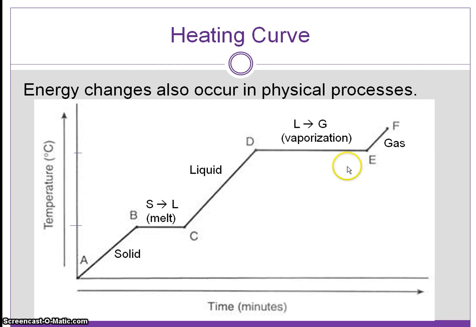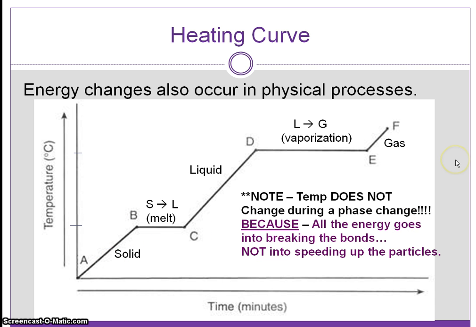So notice that on the diagonal lines you have one state of matter, and on the flat lines it's a phase change. So the important part for today is that temperature does not change during a phase change. And the reason is because all the energy that you're putting into it is breaking the bonds, it's not speeding up the particles. And remember, the speed of the particles is kind of like the temperature.